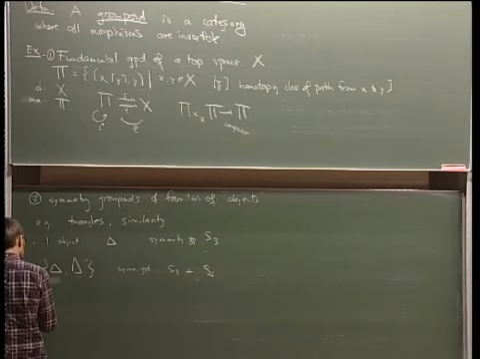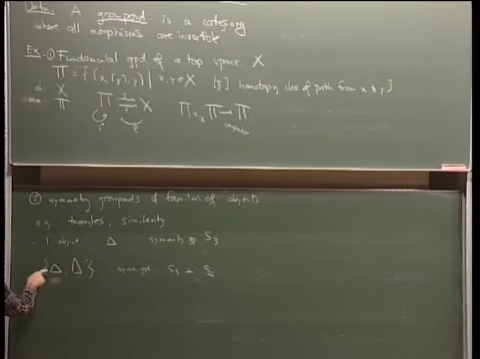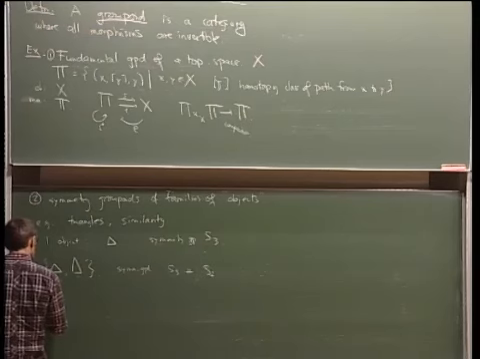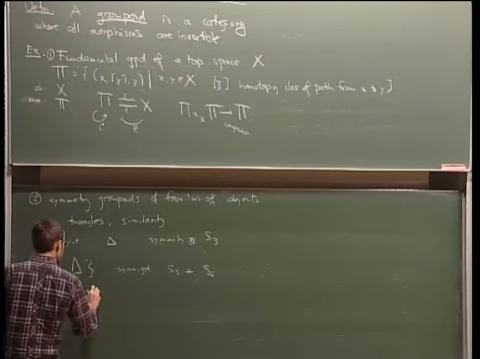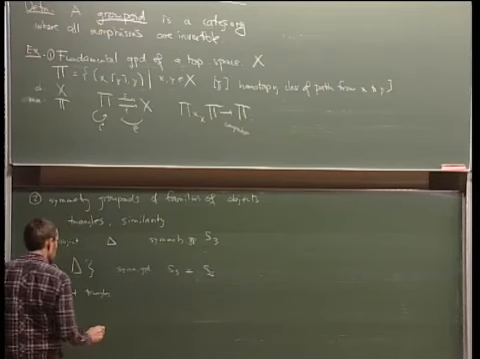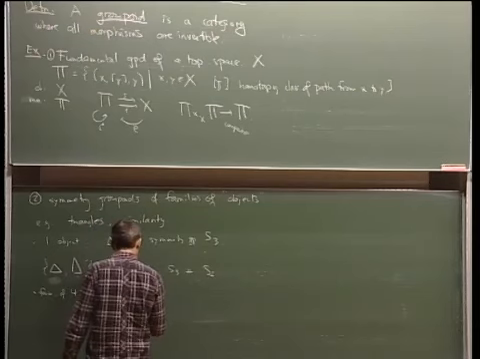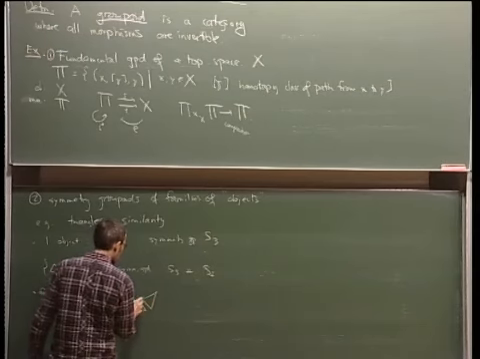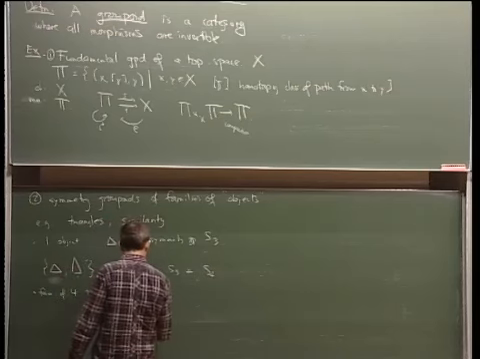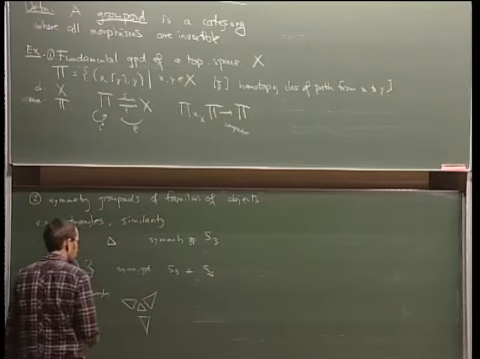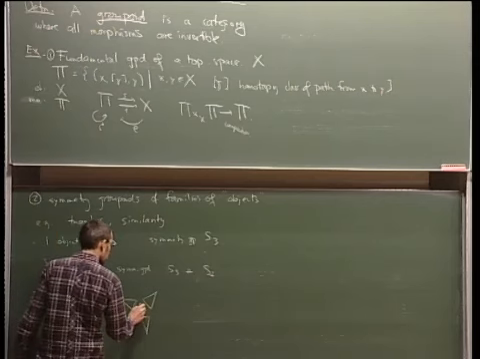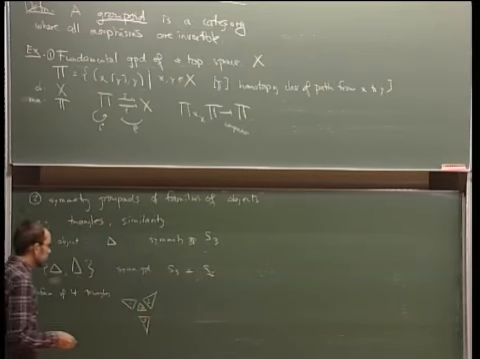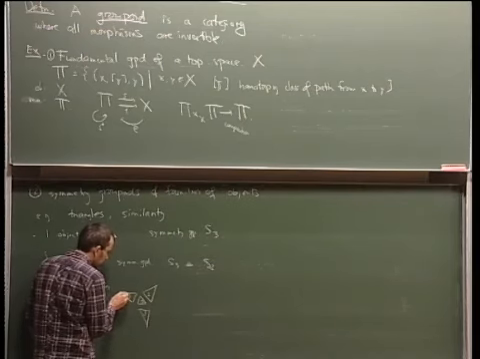Or let's look at a more symmetric family. This is a family of four triangles. Let me draw it like this. Again, there's an equilateral one and three isosceles triangles. Let me label them 0, 1, 2, 3. So what is the symmetry groupoid in this situation?